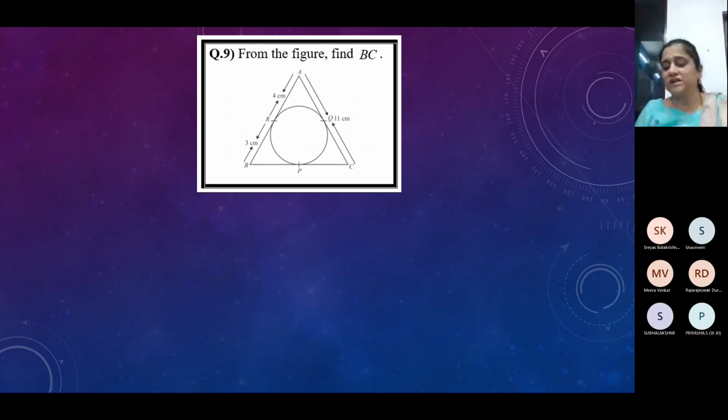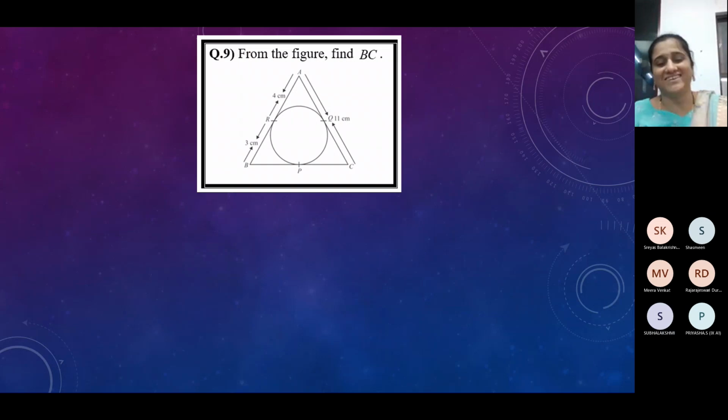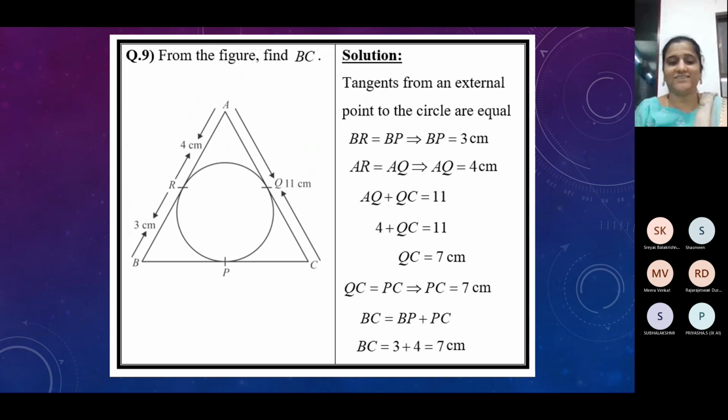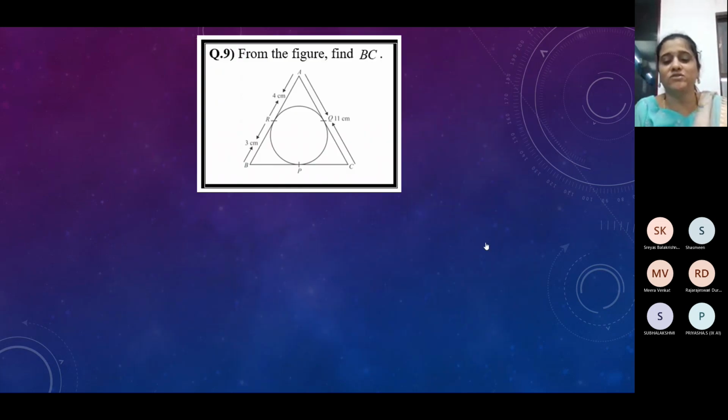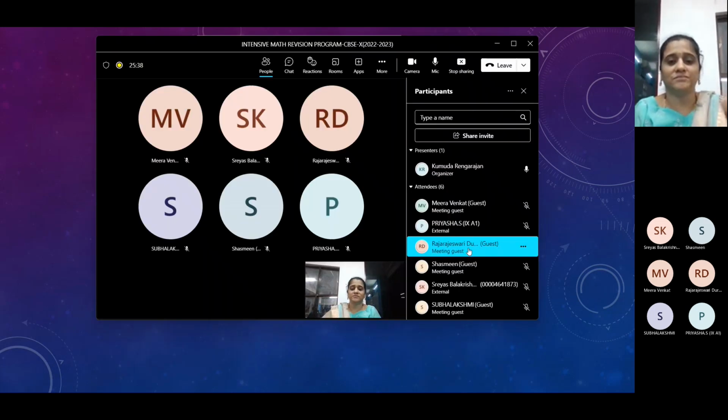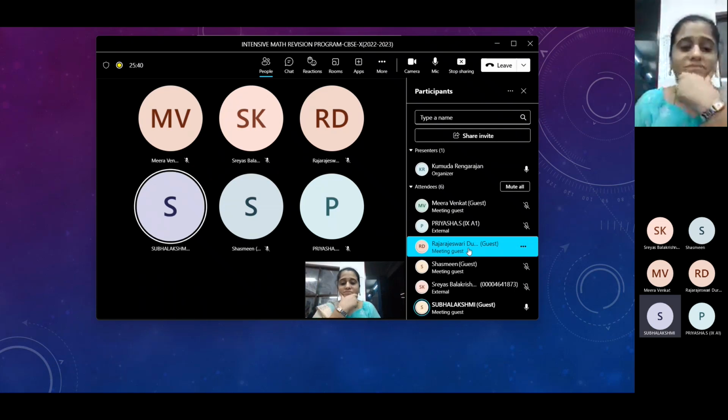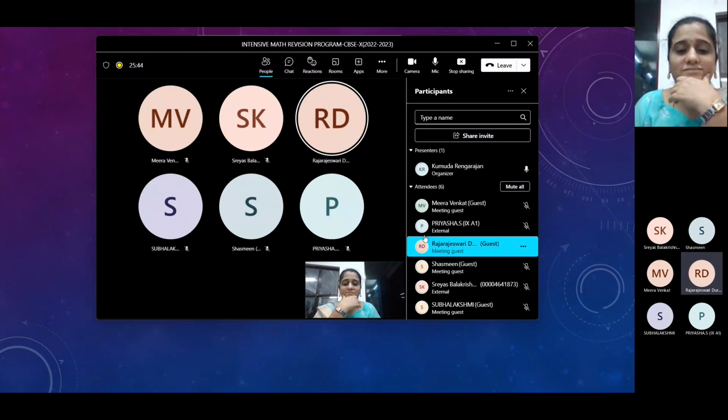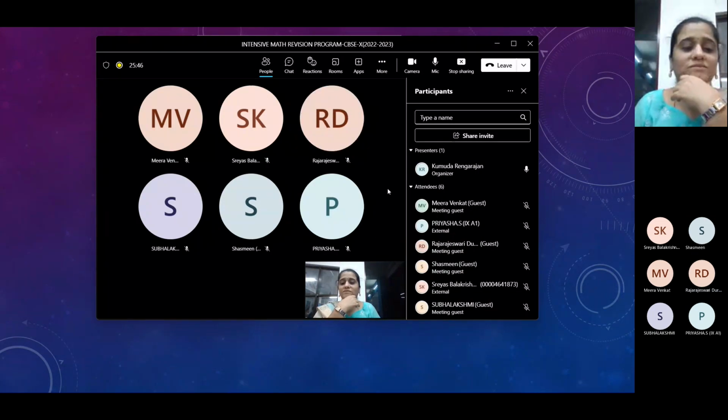What's the answer? What's the length of the line segment BC? 11 minus 4 is 7. Okay, ma'am, 10. How many of you say 10? Online students? 10. Subbalakshmi, 10, ma'am. 10. Rajeshwari.